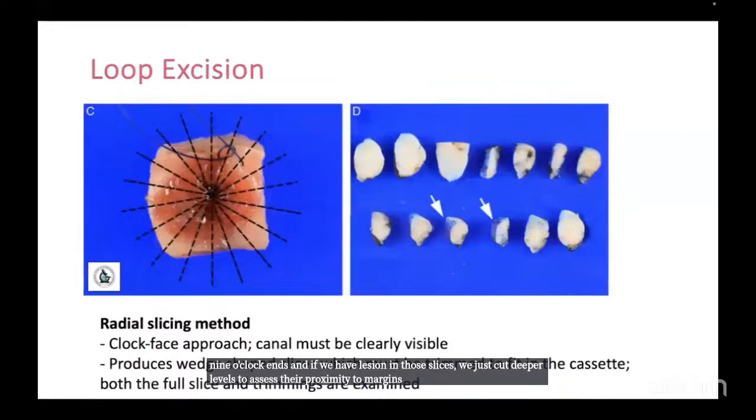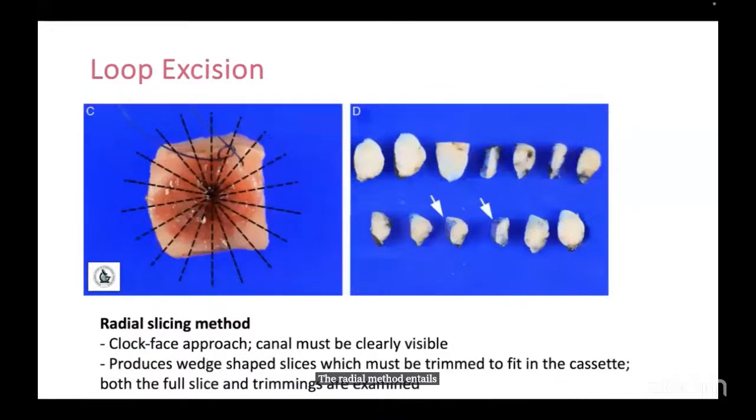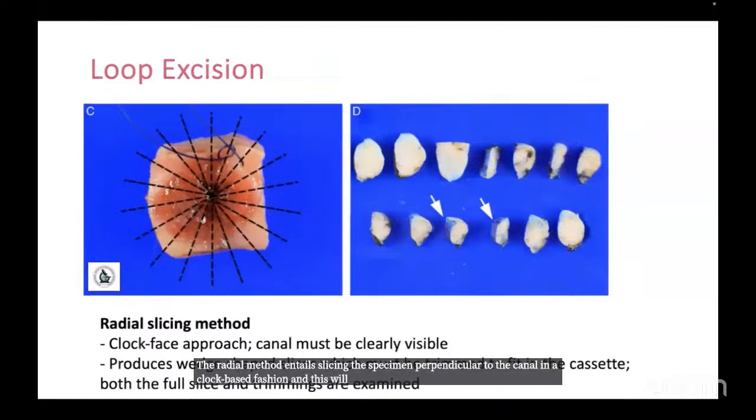The radial method entails slicing the specimen perpendicular to the canal in a clock face fashion, and this will result in wedge-shaped slices that are thicker at the stromal end, and this then necessitates trimming and submission of both the full slice and the trimmed portions of stroma.